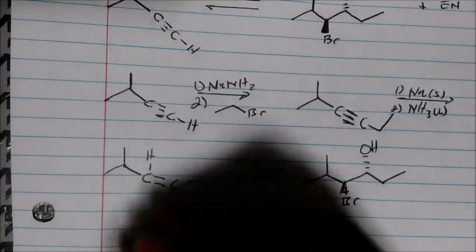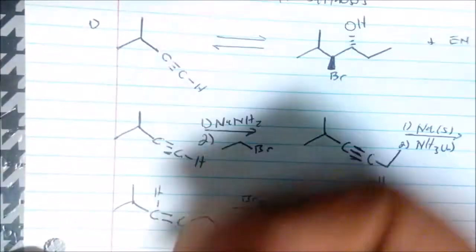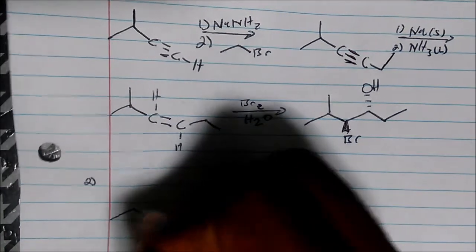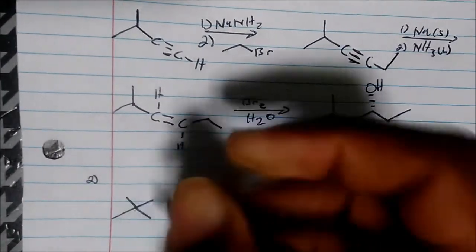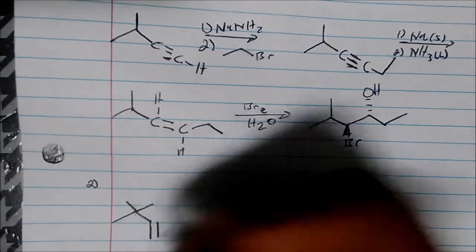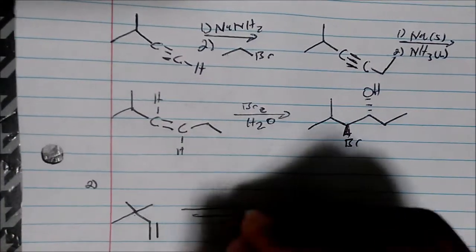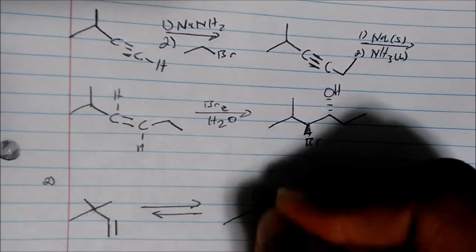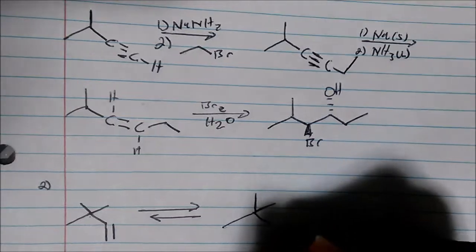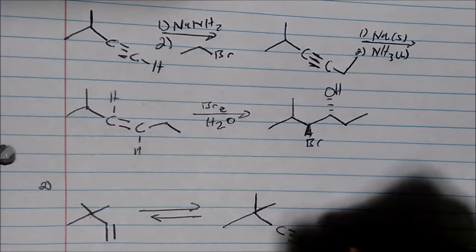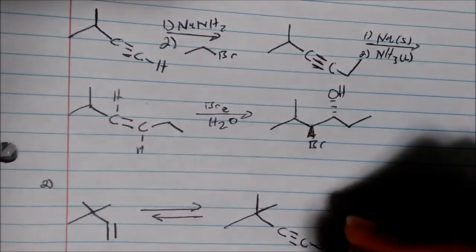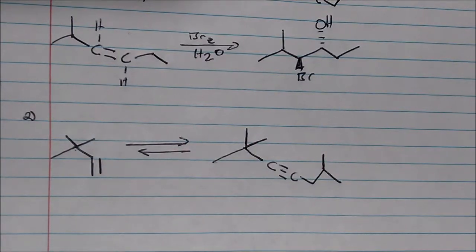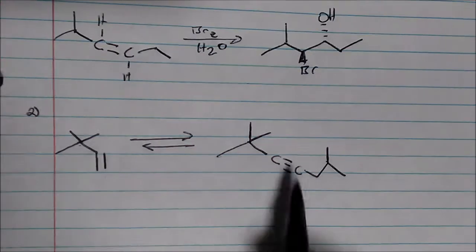So how about this one? Maybe we should label this as 1. How about number 2? What if we had this? What if we added this alkene here, and we got something that looks exactly like this? How would we provide the necessary reagents to get to this product?